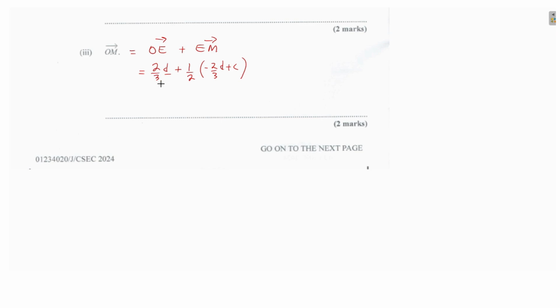Okay, we can make the denominator into 6. Therefore, 2D over 3 would be 4D over 6. So let's write that. So we have 4D over 6. And then inside the bracket here, when we simplify this, we have minus 2D plus 3C, all of that over 3. So we're going to make this into a 6. So we're going to times by a half. Therefore, what we have is minus 2D plus 3C, all of that over 6.